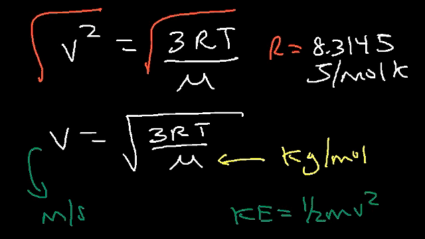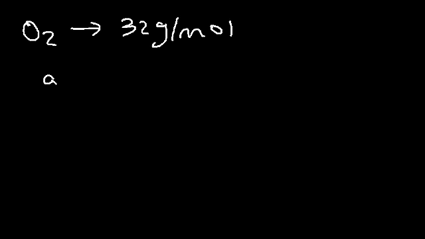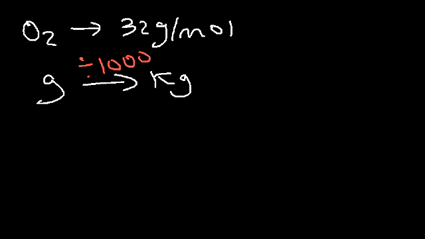Let's say we have the oxygen gas molecule. What's the molar mass of O2 in kilograms per mole? So oxygen has an atomic mass of 16. So 16 times 2 is 32. But that's 32 grams per mole. Whenever you need to go from grams to kilograms, you can simply divide by 1,000. And if you need to go to grams from kilograms, multiply by 1,000.